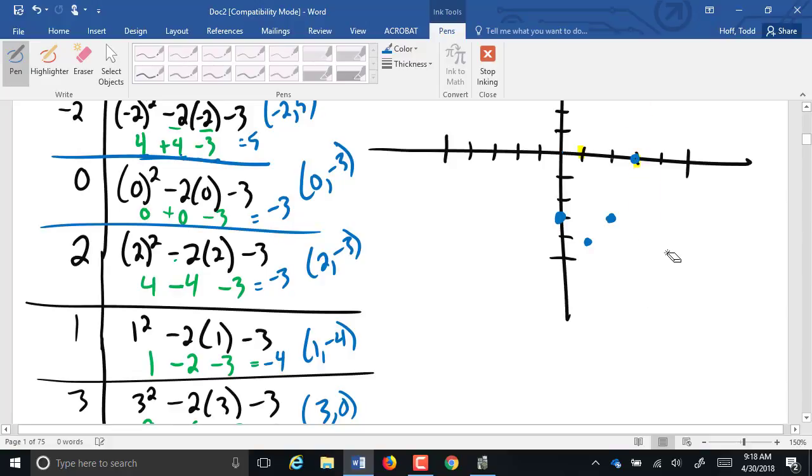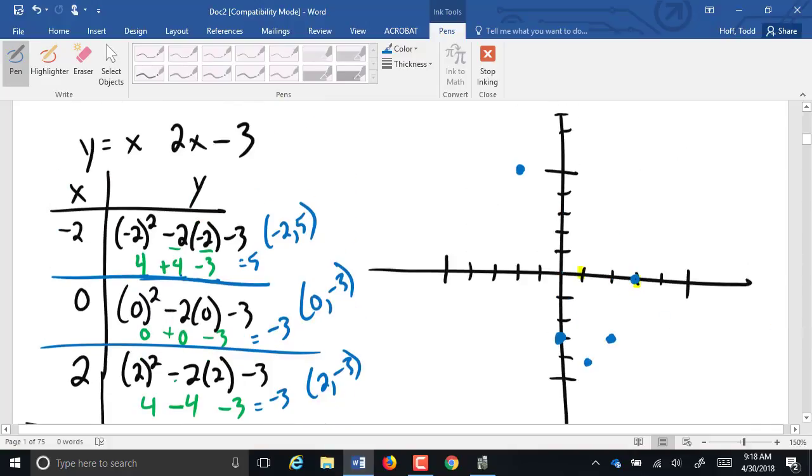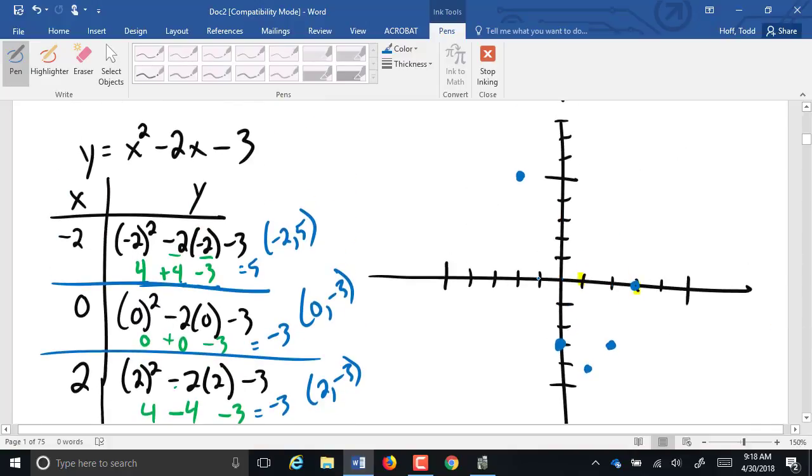Well, what we can see is going on here, and you may want to do more points. You might want to do a point here where x is negative 1. That would be negative 1, 0, by the way. And maybe you want to do a point up here at x equals 4. It would be 4, 5. That would make it very clear. That looks something like that.